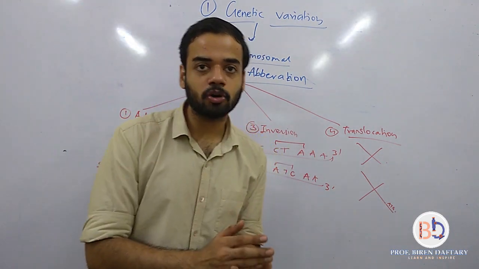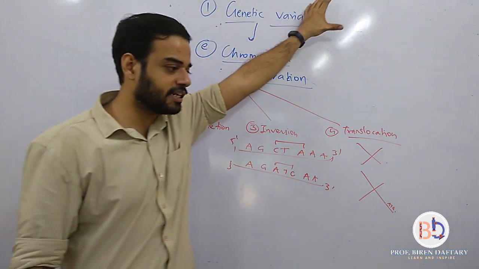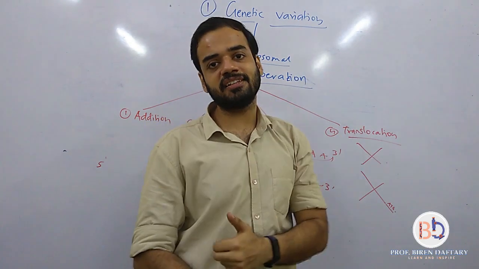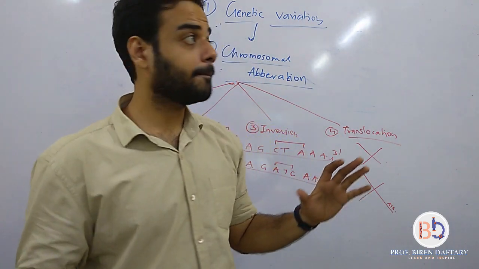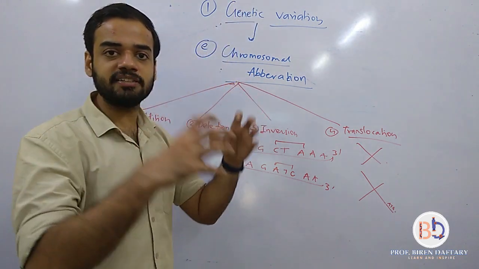So these are the 4 types of chromosomal aberration, and with that we have finished with the first part of the modern synthetic theory of evolution, that is called genetic variation. Okay, now the next 2 points are very simple. One is natural selection, other is isolation. They are very easy, but many people have problems in this part because many words sound very similar.